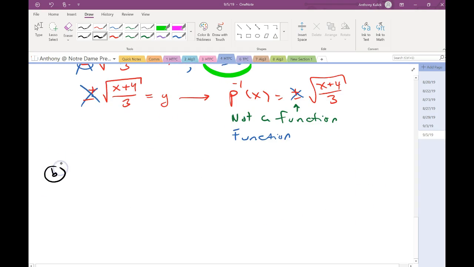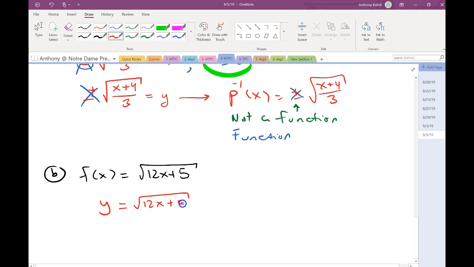Let's do another. So here we have f of x equals the square root of 12x plus 5. I'm going to start the same way. I'm going to rewrite using the y equals notation. And then I'm going to try to get the x by itself.